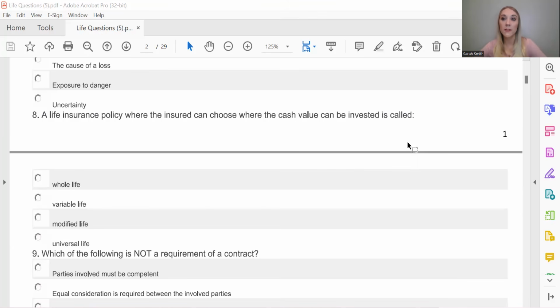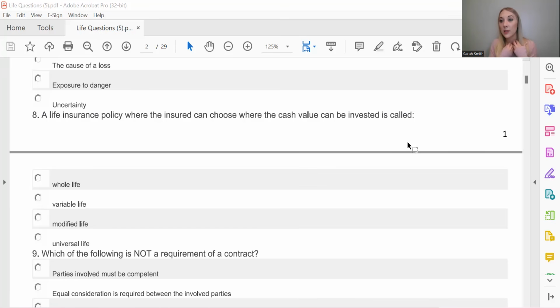This one's going to be variable. Now, again, you'll have keywords, key phrases as you're going through, and you'll have little light bulb moments. So the light bulb moment that I would teach here is your key phrase that you're looking at is choose where cash value can be invested. We know that variable is a security, right?